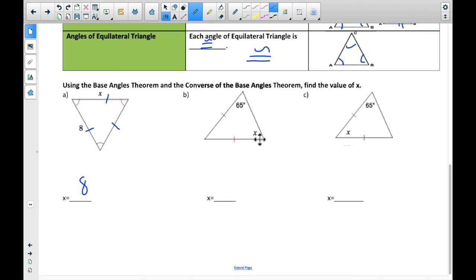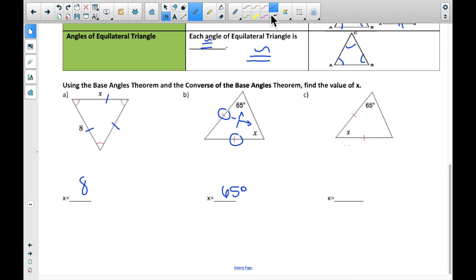All right, let's come over here. This time it's not equilateral, but it is isosceles. And notice, here's a symbol and here's a symbol. This one's pointing over here. This one's pointing over here. So if they are congruent on these sides, then the angles are congruent, and so that is 65 degrees.